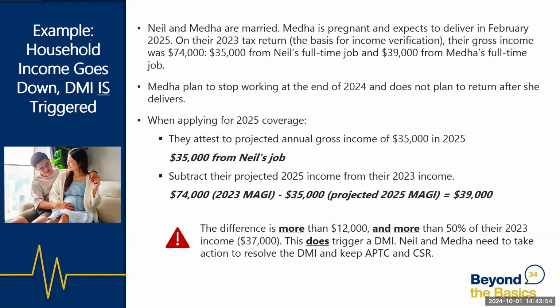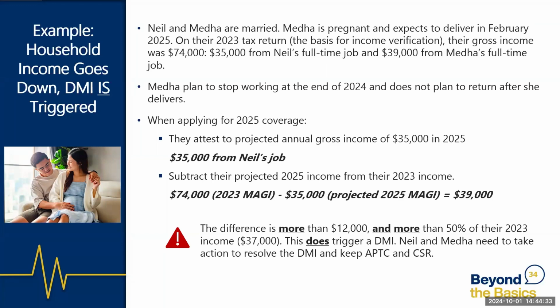The marketplace is going to provide them PTCs based on their $35,000 projected income. But if 150 days pass, that's the 90-day period plus the 60-day extension, and they haven't resolved the DMI or requested an additional extension, then the marketplace will revert to using that $74,000 income, their 2023 income, as the basis for determining their APTC. So they won't lose financial help altogether, but the amount they get is going to go down. Now, they can recoup it when they file their 2025 taxes if their income was, in fact, the amount that they were projecting, but that's foregoing a lot of advanced premium tax credits that could have been used toward the cost of their 2025 coverage.